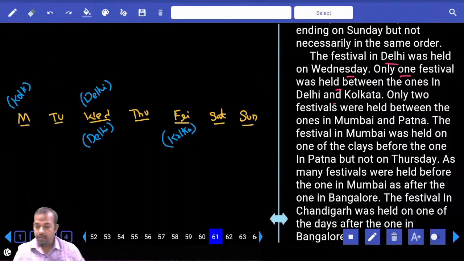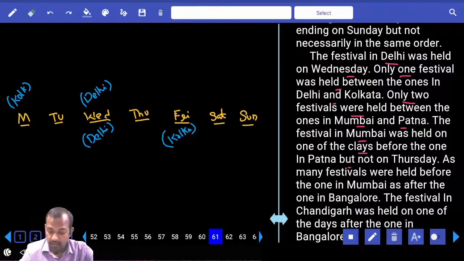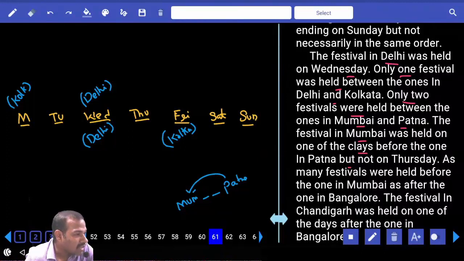Next one. Only two festivals were held between the one in Mumbai and Patna. So two festivals will be held between Mumbai and Patna. The festival in Mumbai was held on one of the days before the one in Patna, but not on Thursday. Isn't it? So between Mumbai and Patna, how many festivals were held here? Two festivals were held here, and Mumbai was held before Patna, but not on which day? Thursday. That means Mumbai will not be on Thursday.